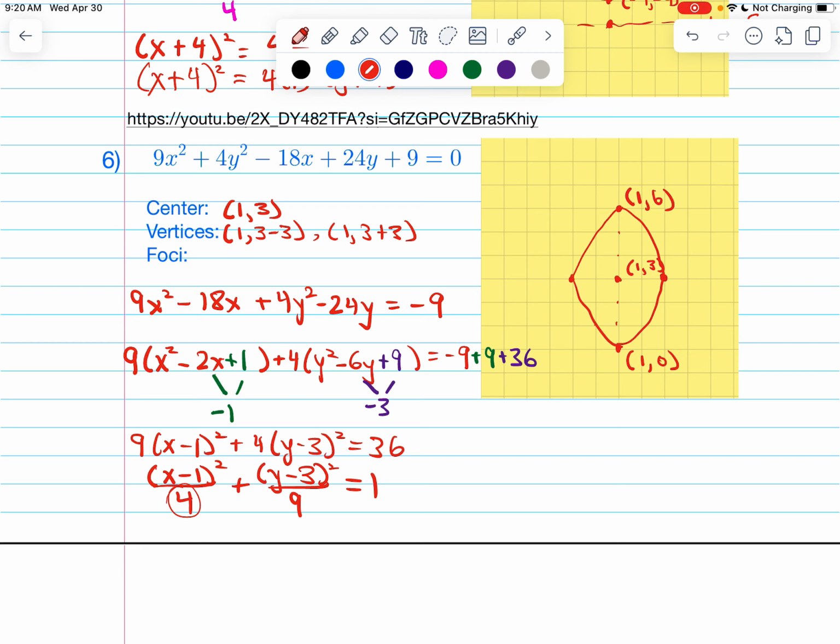And now the foci, let's see what the foci are. So I've got 1 comma, let's see here, c is going to be equal to the square root of 9 minus 4, which is the square root of 5. So I'll do 3 plus or minus square root of 5. Let's just do that.